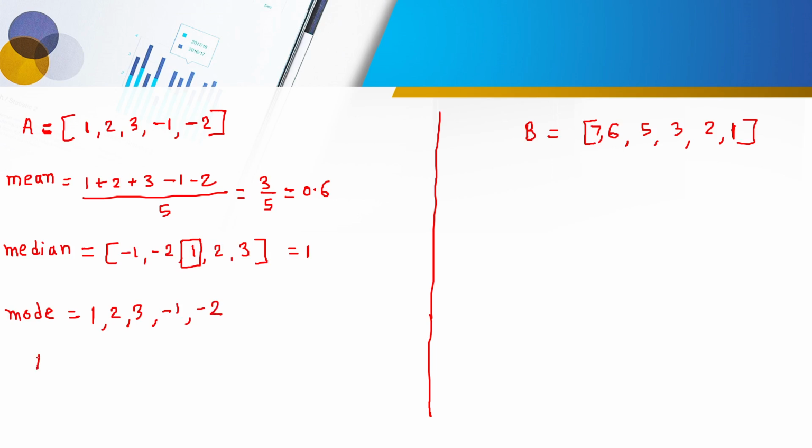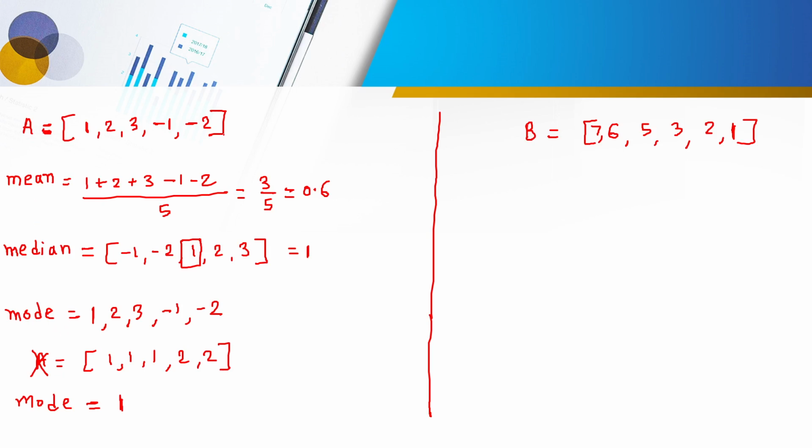But if you have a case like this, suppose 1, 1, 1, 2, 2. Now what is the mode in this case? We'll consider it as x. What is the mode for x? It is nothing but 1, because 1 appears the maximum number of times. Okay? So this is the measure of central tendency available for your data set.